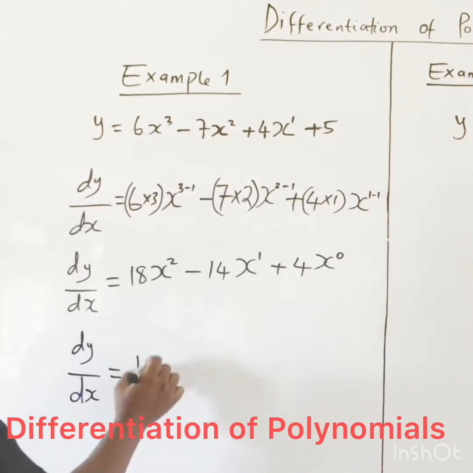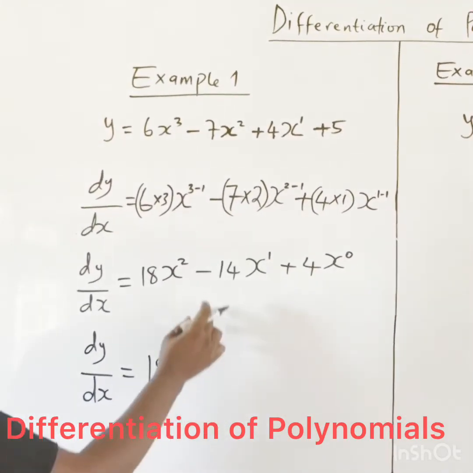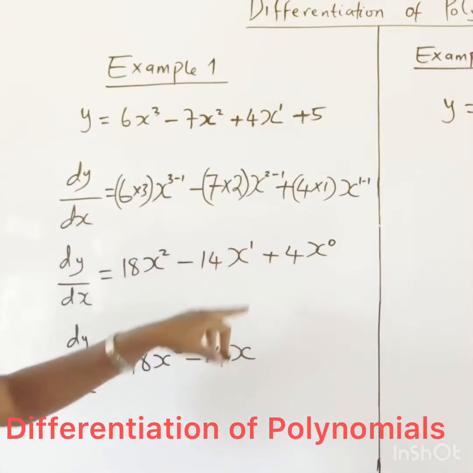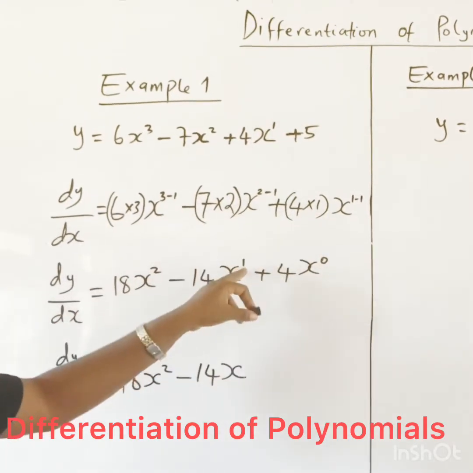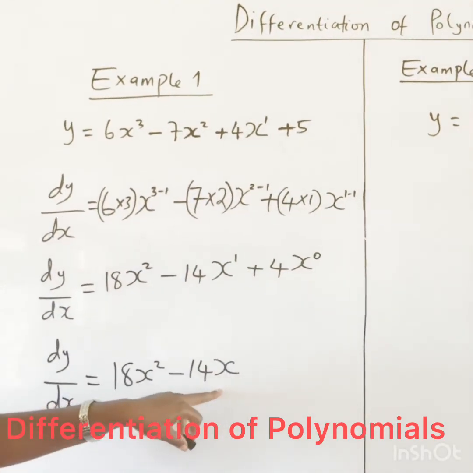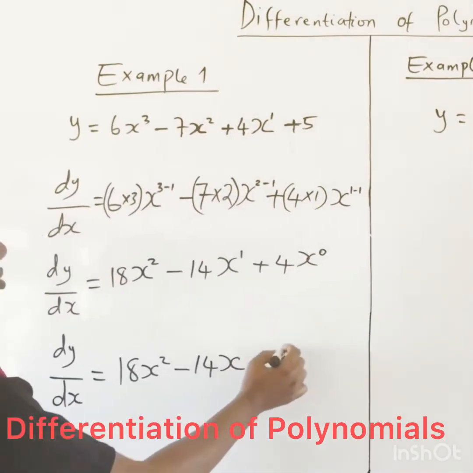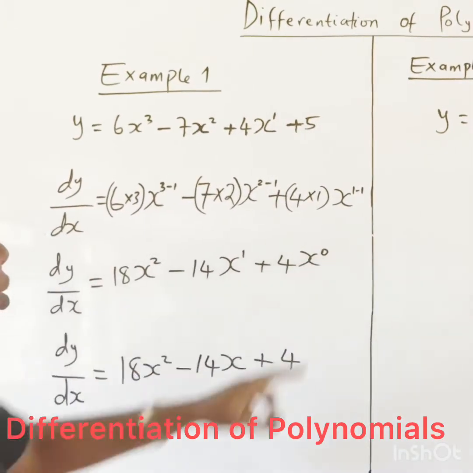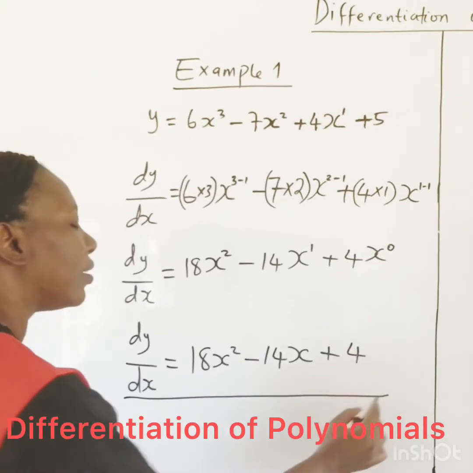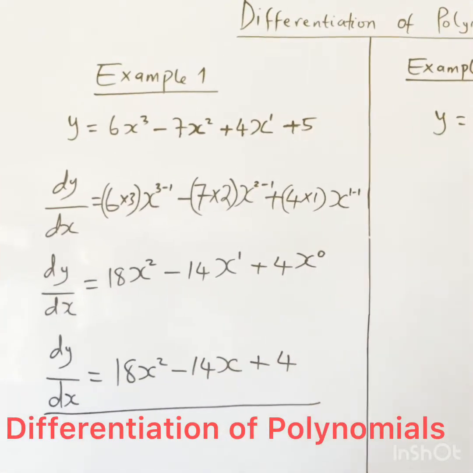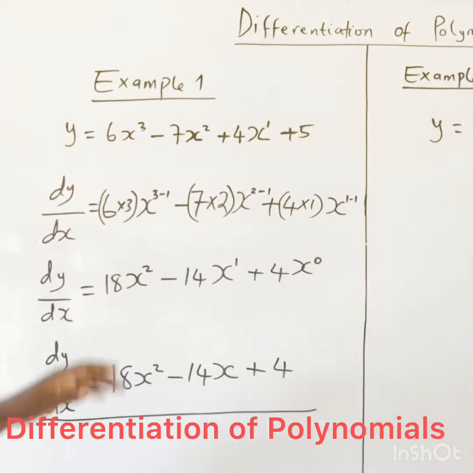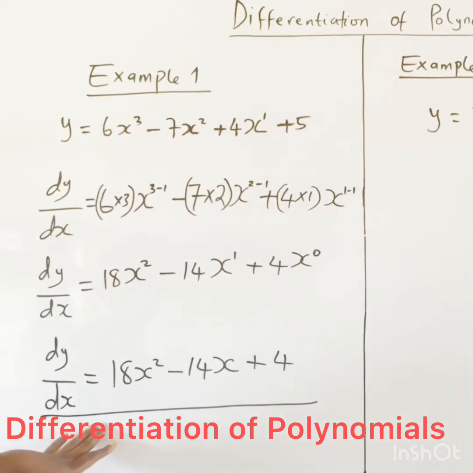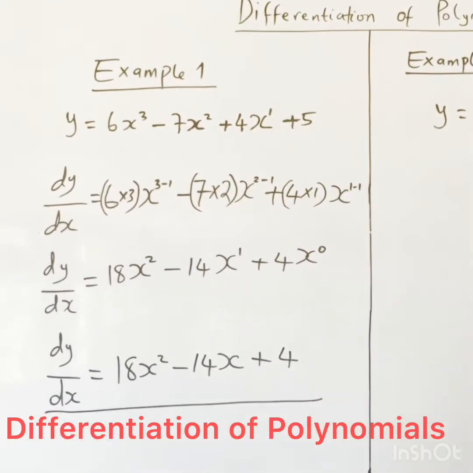So for this, it's okay. 18x squared. Now for here, I will have 14x. We don't put this, okay? It's just because we are solving, so we needed it. But now that I'm putting down my final result, it won't be there. Plus 4. Remember your indices, x raised to the power 0 is 1. So that is our answer. Okay, so when we take the derivative of a polynomial of third degree, it will give us a polynomial of second degree. So let's see another.